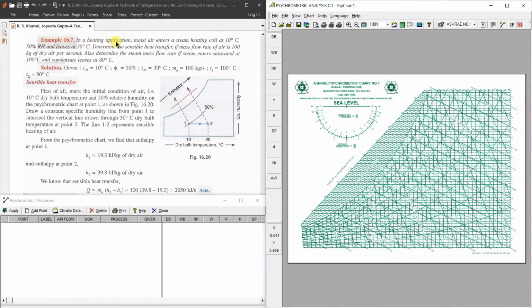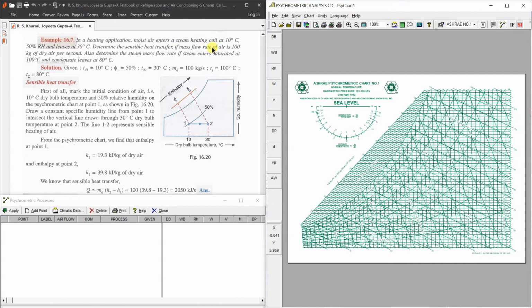In a heating application, moist air enters a steam heating coil at 10 degrees Celsius, 50% RH. So at point 1, the condition is 10 degrees Celsius, 50% RH, and it leaves at 30 degrees Celsius. So point 2 is 30 degrees Celsius. Determine the sensible heat transfer. Here it is given in the question that it is sensible heat transfer. From here we understand that this is sensible heating. Why? Because it is written sensible, and also the temperature is increasing from 10 to 30 degrees Celsius. So that is why this will be sensible heating.